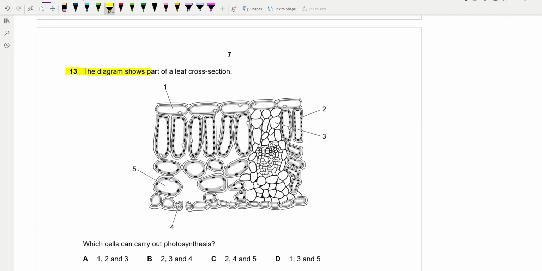Question number 13. The diagram shows part of a leaf cross section. Which cells carry out photosynthesis? So the cells that carry out photosynthesis are the ones with black dots, which is these cells and over here. So it would be option 2, 4 and 5. So the correct option would be option C.